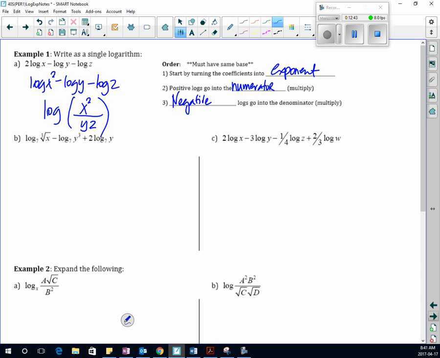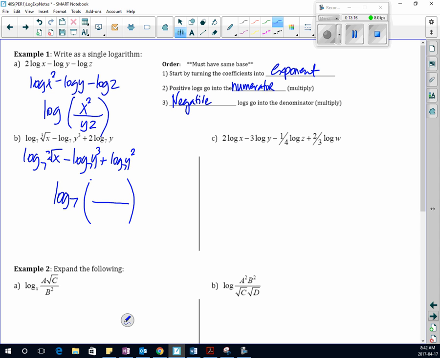So first step, write the in front coefficients as a power. So this would be log of y squared. Does everybody agree? Everybody see that the logs are all base 7? So now I can write it as one base 7 log. What goes on top?